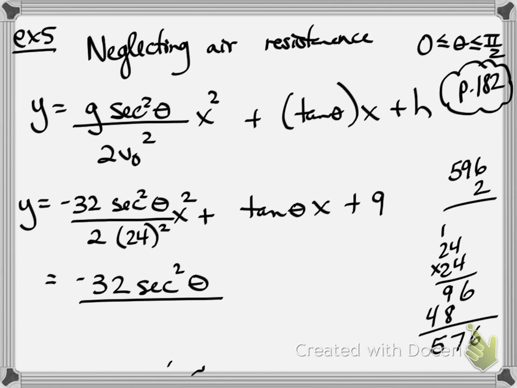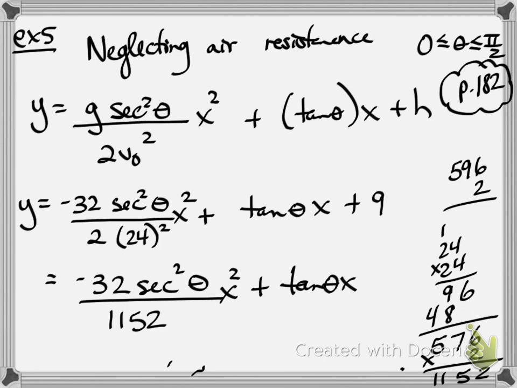576 times 2. And then 32 over 1152 reduces to negative secant squared theta over 36 x squared.